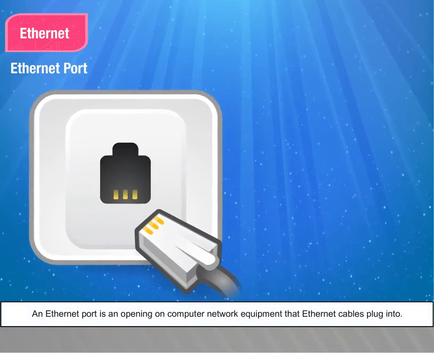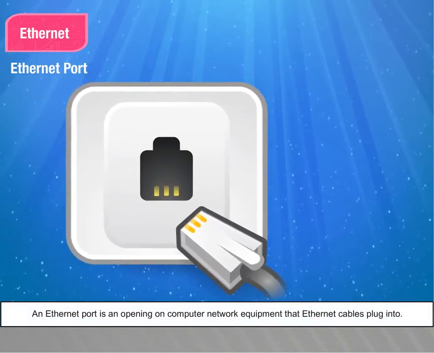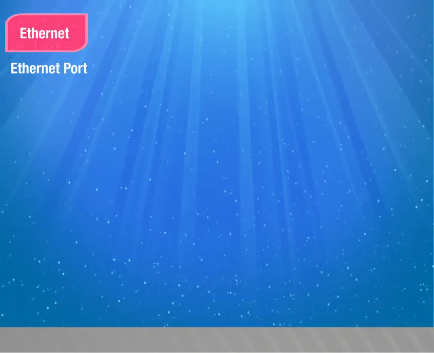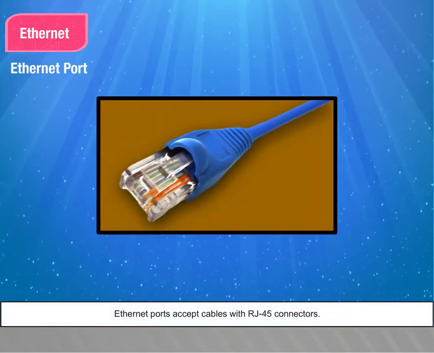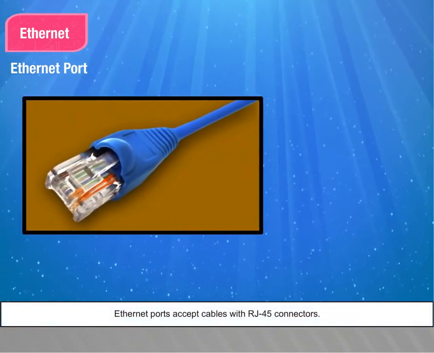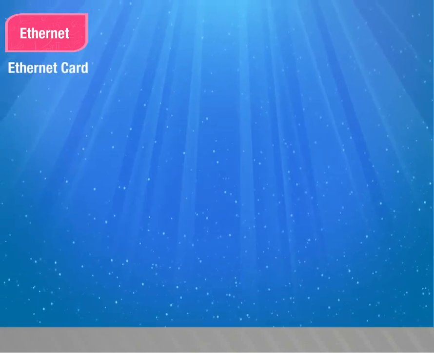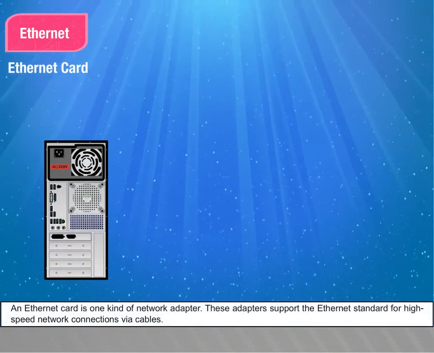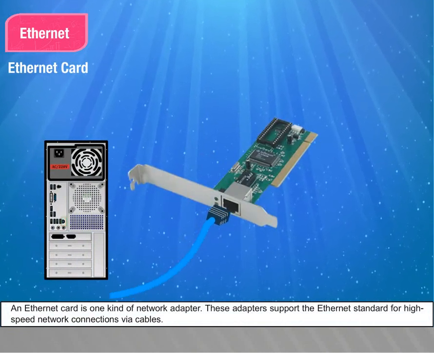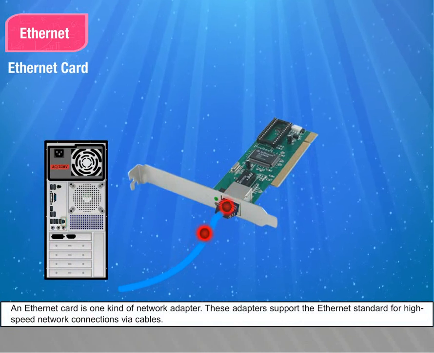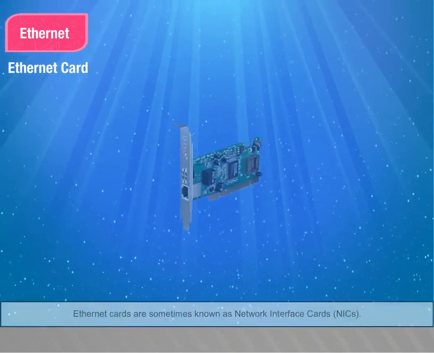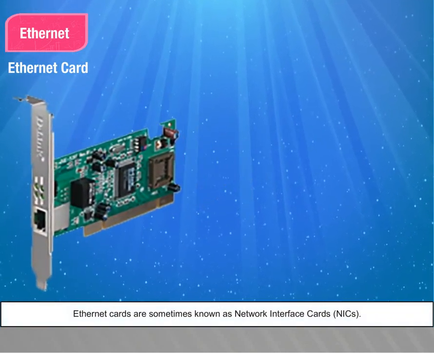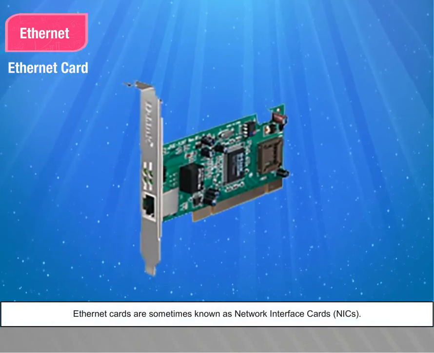Ethernet port. An Ethernet port is an opening on computer network equipment that Ethernet cables plug into. These ports are alternatively called jacks or sockets. Ethernet ports accept cables with RJ45 connectors. Ethernet card. An Ethernet card is one kind of network adapter. These adapters support the Ethernet standard for high-speed network connections via cables. Ethernet cards are sometimes known as Network Interface Cards, that is, NICs.